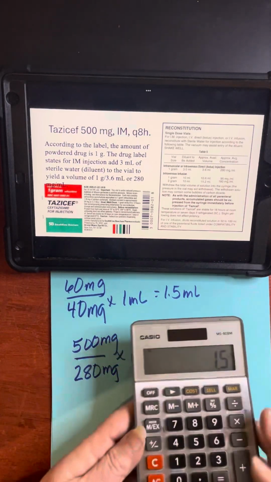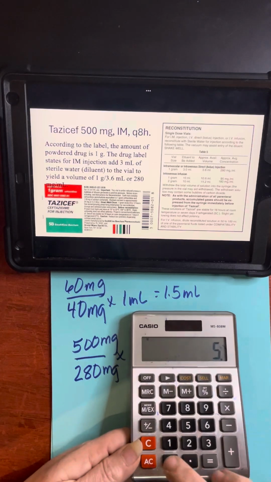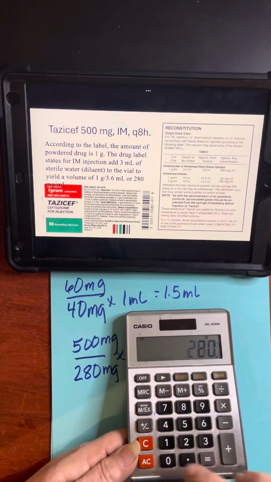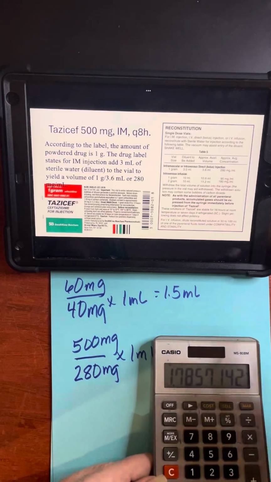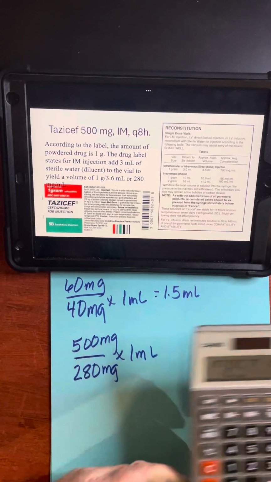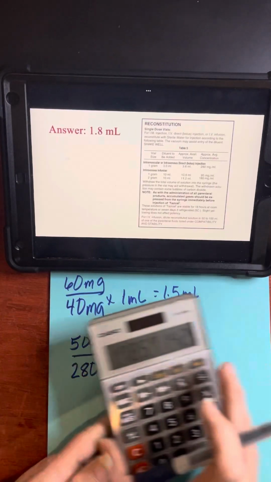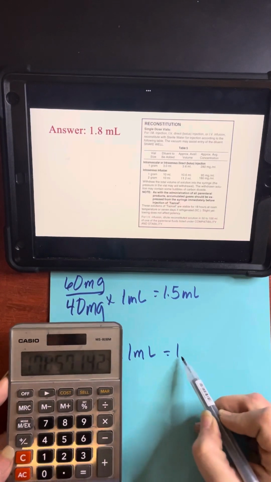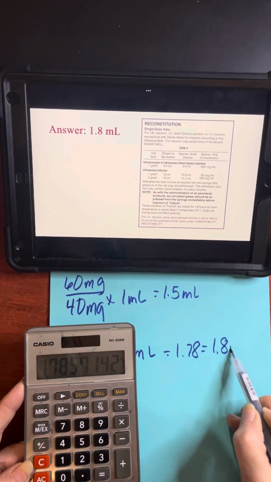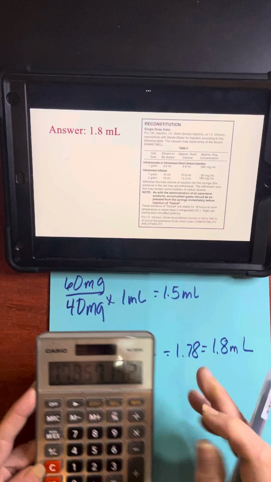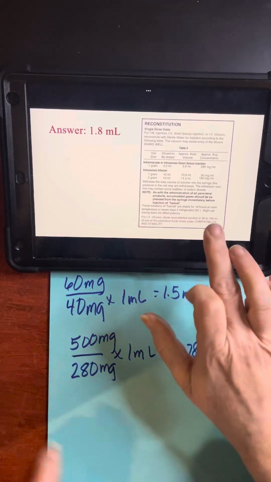Anyway, but they didn't ask us that. They wanted to know how much we was going to give them. So we're going to do 500 divided by 280 equals, times 1 milliliter. And that's going to be 1.78, which is going to equal 1.8 milliliters. We're giving him in his buttocks.